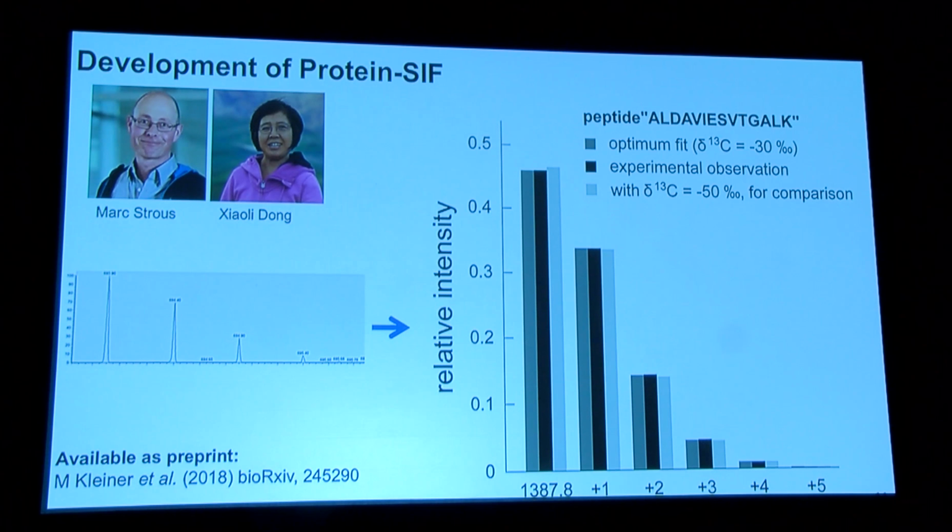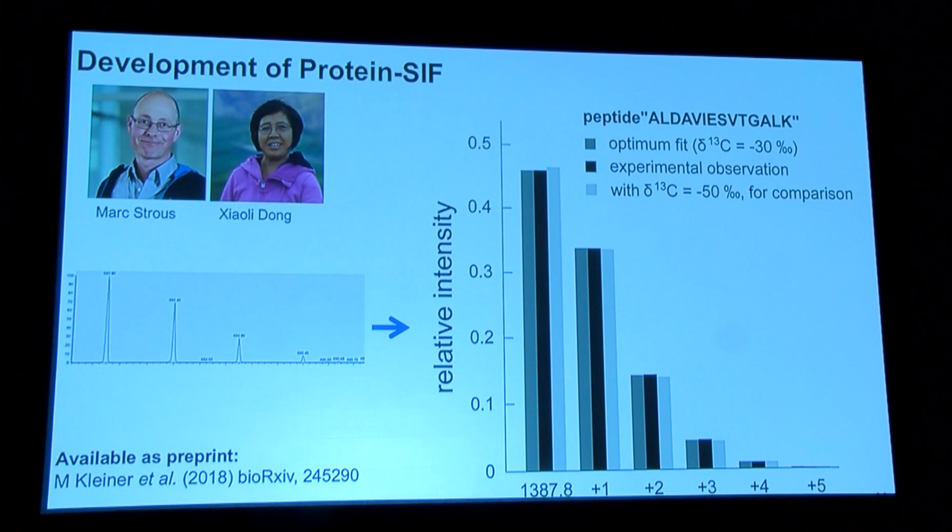To make a long story short, we spent quite a while developing this. I developed it together with Mark Strauss and Jolie Dong, my colleagues from my previous university, the University of Calgary. We developed an algorithm that allows us to extract these isotopic patterns. We then simulate in silico all kinds of different isotopic patterns over an incremental range, compare them to the experimental patterns, find the best fit, and determine the isotope ratio for a specific peptide. I really love preprints, so if you're interested in the method, you can already read all about it, despite the fact that it's still in revision.